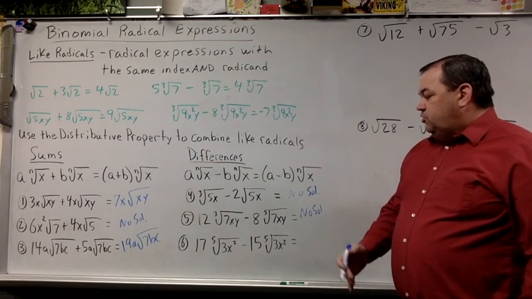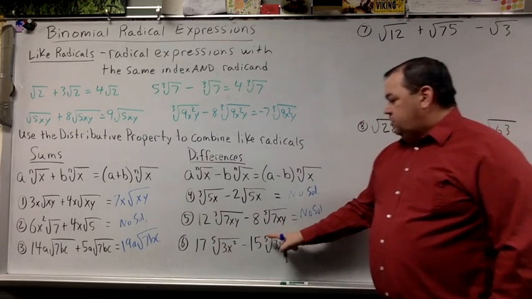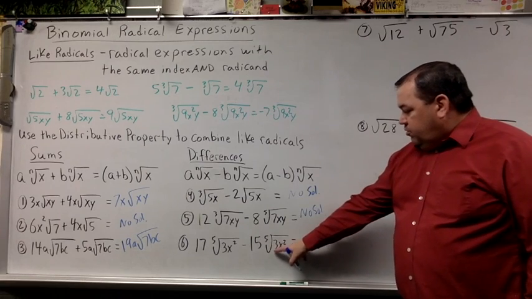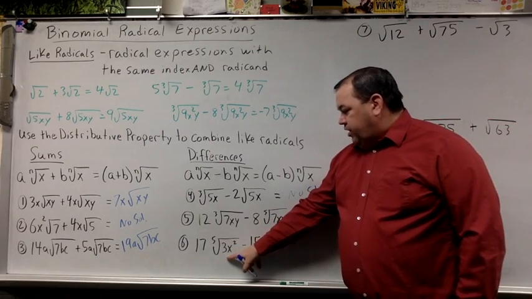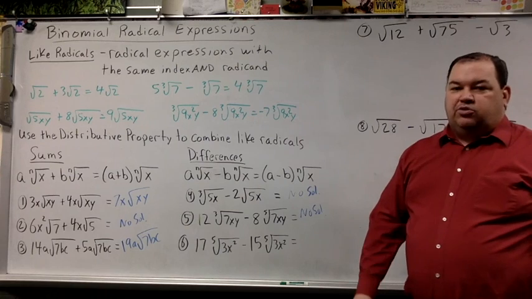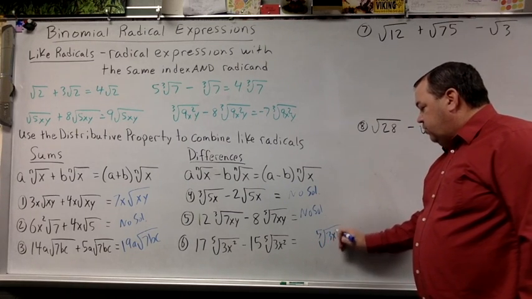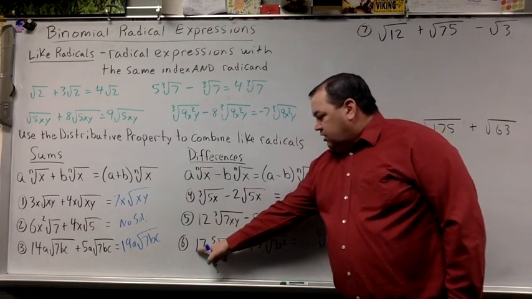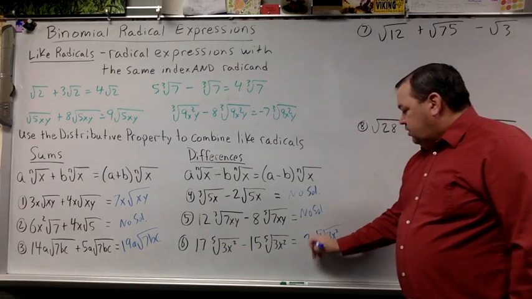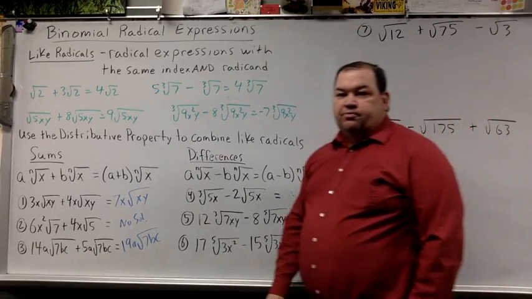Number 6 I can actually do. They're both fifth roots. That's great. They both have a radicand of 3x squared. So I have fifth root of 3x squared. So my answer is going to have a fifth root of 3x squared. I just need to take the numbers in front and subtract them.